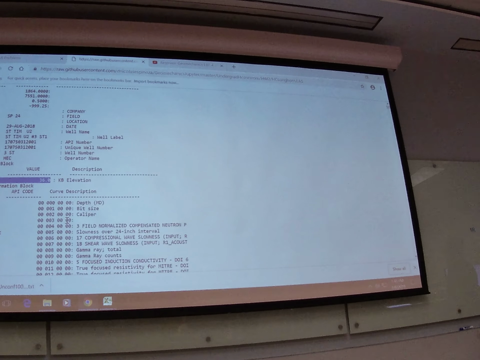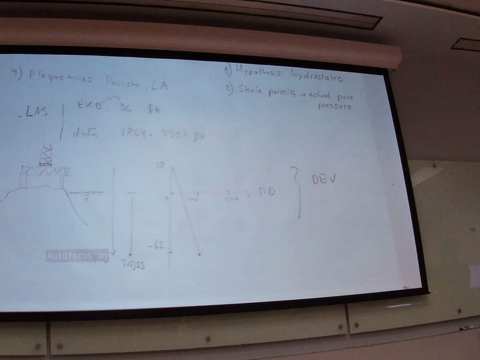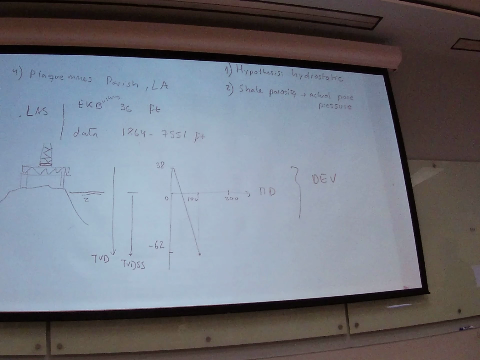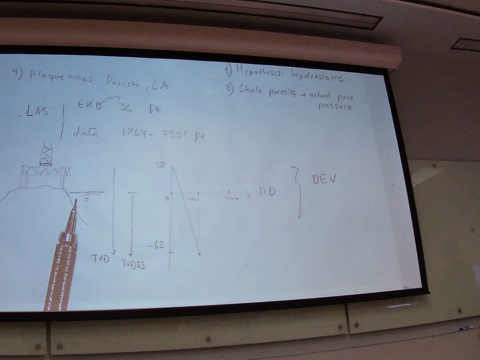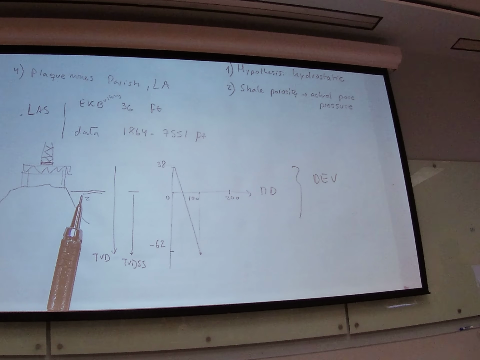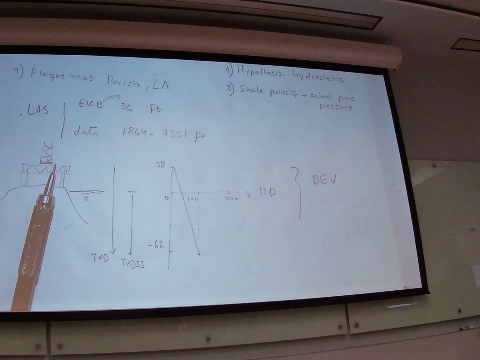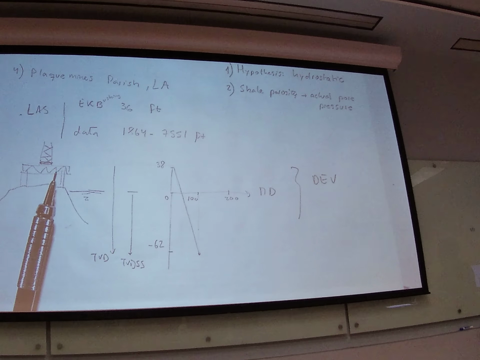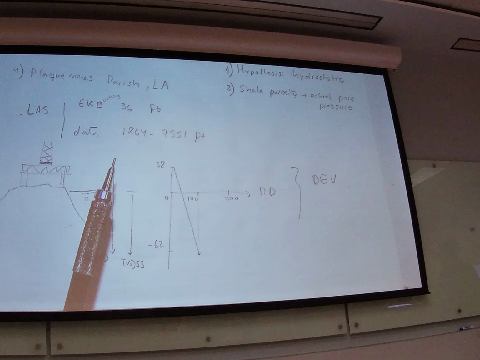It means that your Kelly bushing here is 36 feet above the sea level. So if this were the rig over here and this is the water, it will be somewhere over there. Okay? You don't need to use this yet, but you know, that's what the data is telling you.